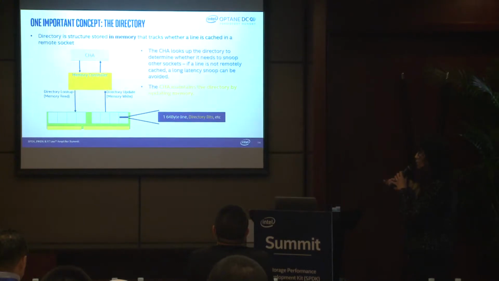But one thing you need to remember here is the CHA also maintains the directory by updating the memory. What that implies is these updates to memory are actually going to be writes to Intel Optane DC persistent memory, so that is going to add to your memory bandwidth. If you have a lot of remote transactions happening and your application is not NUMA aware, you're going to incur a lot of additional memory bandwidth due to these directories. You don't want that, so you need to optimize your application accordingly. We also have performance monitoring events which identify whether you have a lot of directory lookups or directory updates happening. Any questions here?